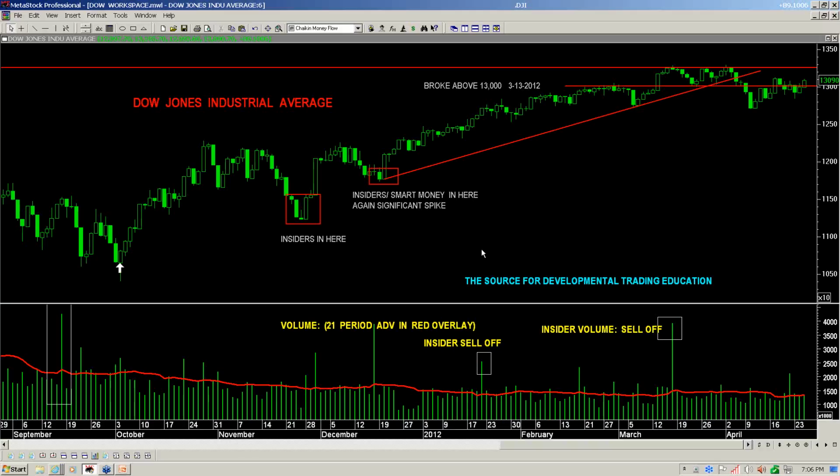Our main theme here, the very essence of the methodology, is to find, track, and trade smart money. These are the institutions that come in here with this huge volume spike on the Dow side to initiate a brand new trend to the upside and sustain it with this kind of volume accumulation for a long period of time.